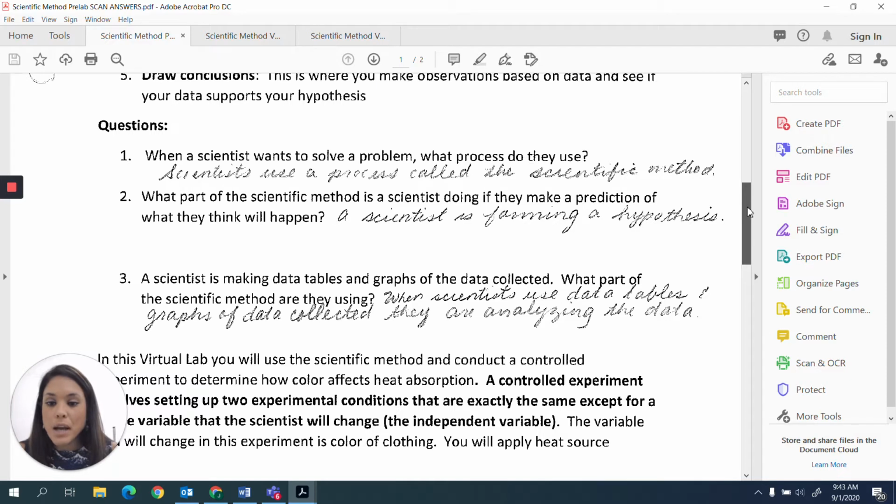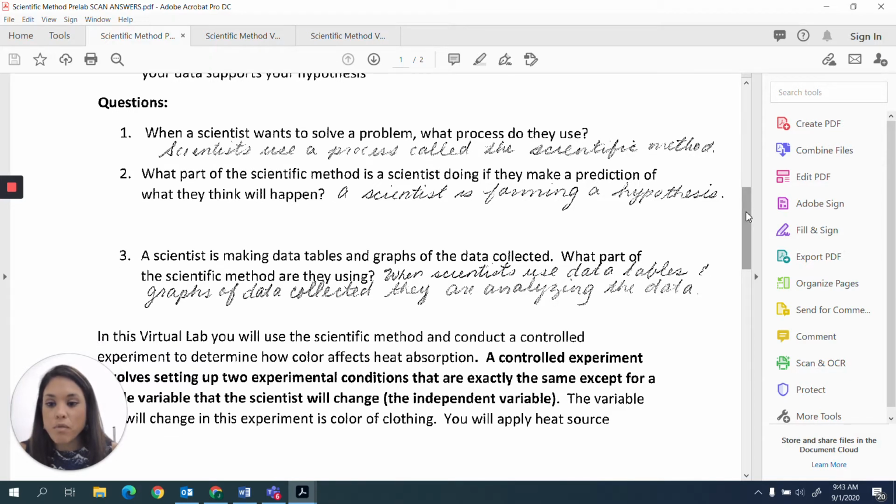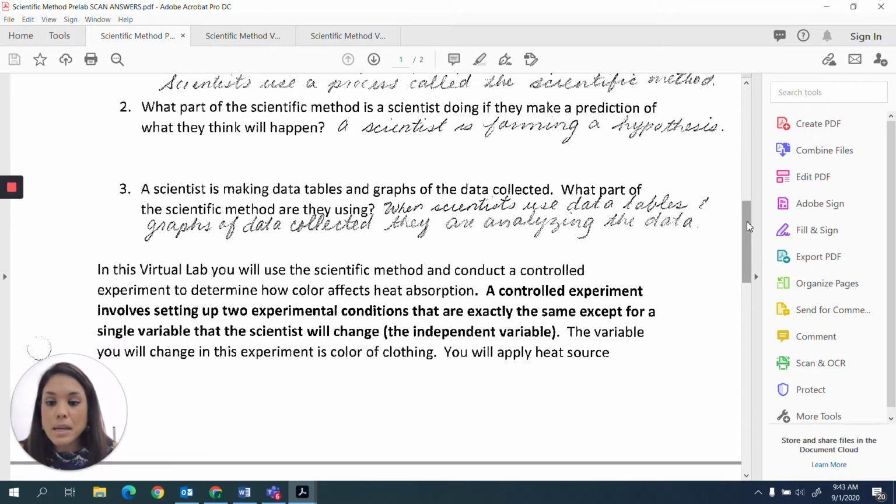What part of the scientific method is a scientist doing if they make a prediction of what they think will happen? A scientist is forming a hypothesis. Number three, a scientist is making data tables and graphs of the data collected. What part of the scientific method are they using? When scientists use data tables and graphs of data collected, they are analyzing data.